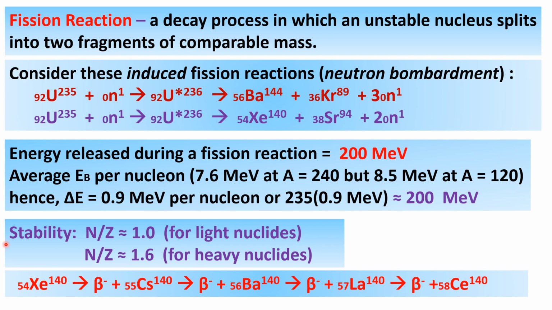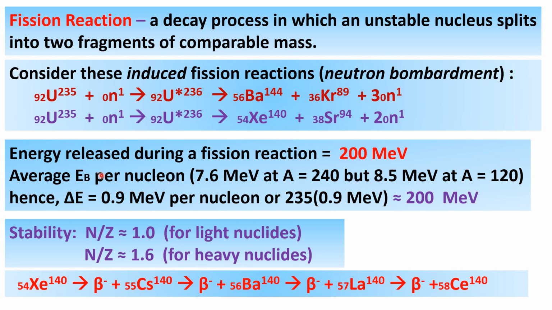So that is a typical example of the fragment nuclides that are produced during fission reactions of uranium-235, which actually becomes uranium-236 at its very high state before becoming barium or krypton, or possibly xenon and strontium.